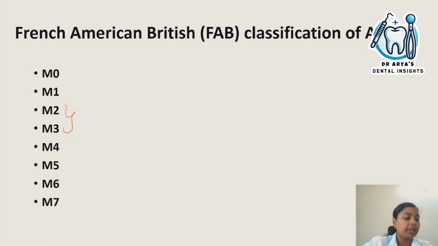Then M4, acute myelomonocytic leukemia, presence of both myeloblasts and monoblasts. Acute monocytic leukemia, that is M5. Then M6, acute erythroid leukemia, and M7 is acute megakaryoblastic leukemia, the most common AML seen in Down syndrome, that is M7. So M2 and M3, the Auer rods are seen.